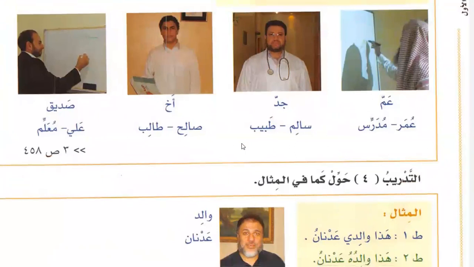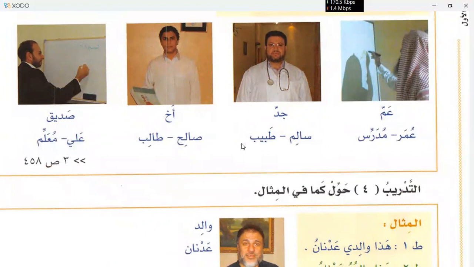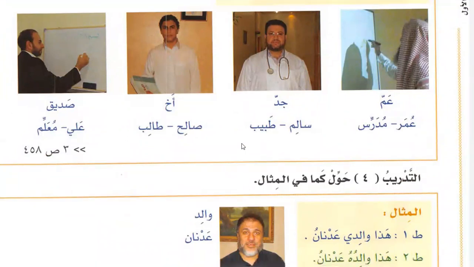Hada akhi Saleh. Huwa Talib. This is my brother Saleh. He is a student. Man hasa? Hada sadiqi Ali. Huwa muallim. This is my friend Ali. He is a teacher.